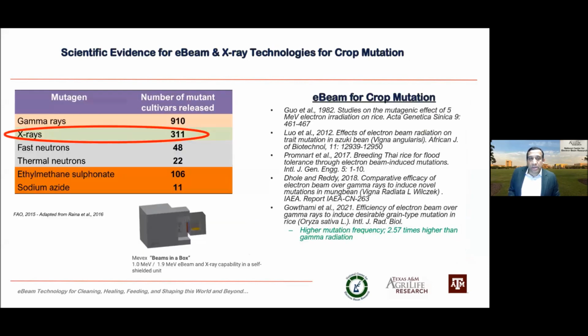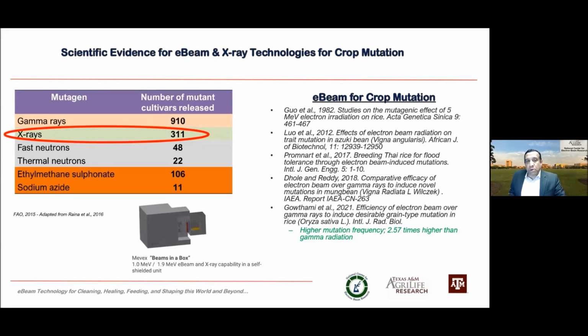So I just put together a slide showing that in crop mutation breeding, since Dr. Azad is such a world-renowned expert on crop mutation breeding, I just wanted to alert his attention that even though gamma rays have been used for mutant cultivars for about 910, X-rays have also been used quite a bit. About a third of the mutants that have been released have been with X-rays, and then there are fast neutrons and thermal neutrons and EMS and sodium azide.